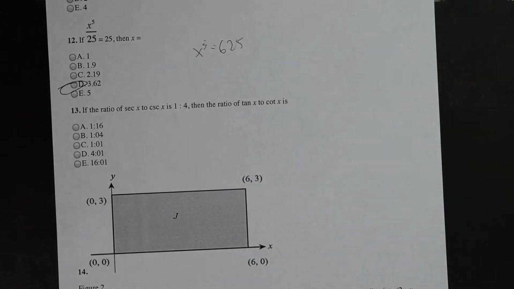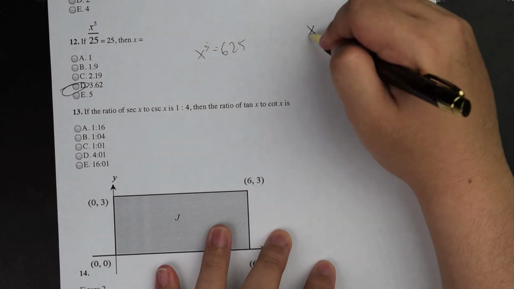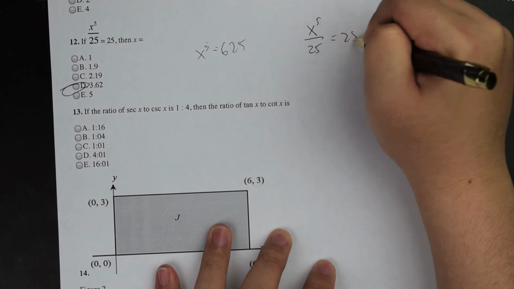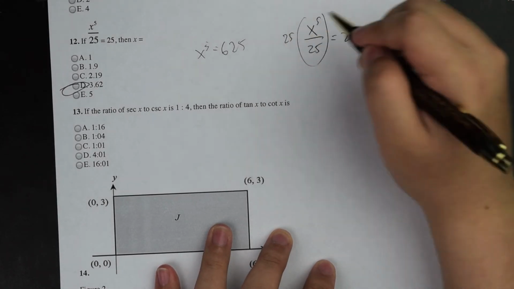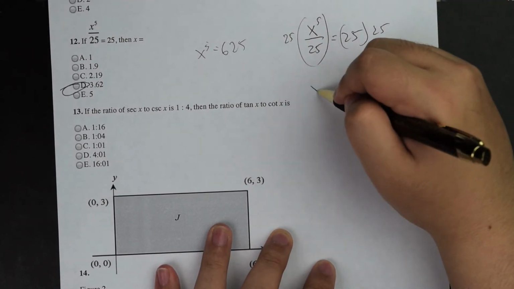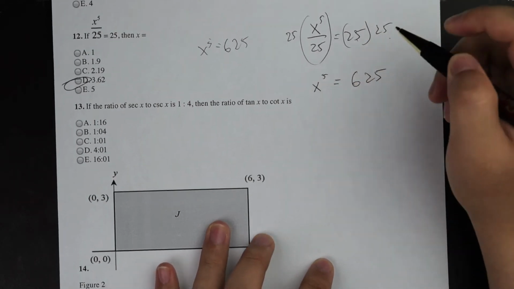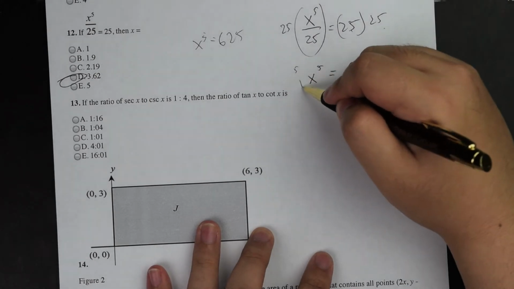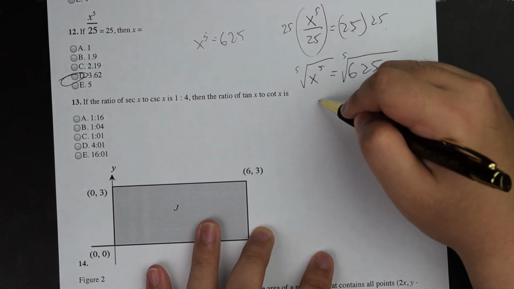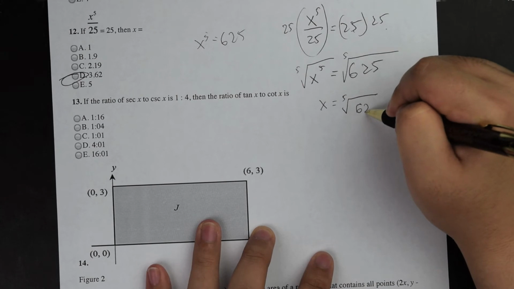So for this question, when they state x to the fifth over 25 equals 25, I know right off I could multiply both sides by 25. On the calculator, if you saw, I did 25 times 25, and it gave me 625. Afterwards, I could take the fifth root of both sides. So x will equal the fifth root of 625.